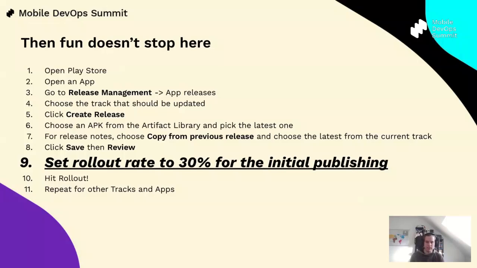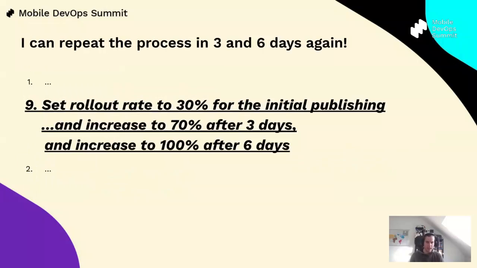But if you think the fun stops here, no, it doesn't. Because in step 9, we said, okay, the rollout rate for these apps should initially be at 30%, but after 3 and 6 days, it should be increased to 70% and then to 100%. So the release officer is not done yet with this one-time show, but also has to go to the Play Store after 3 and 6 days again and do something.